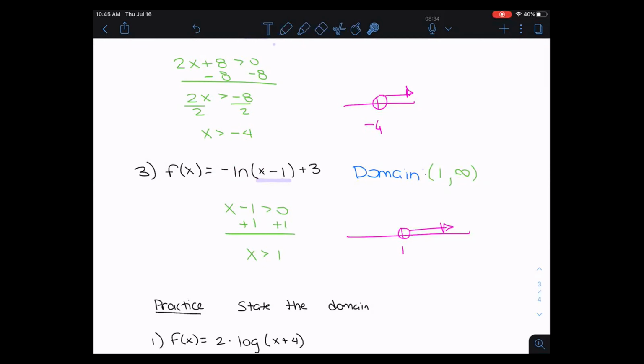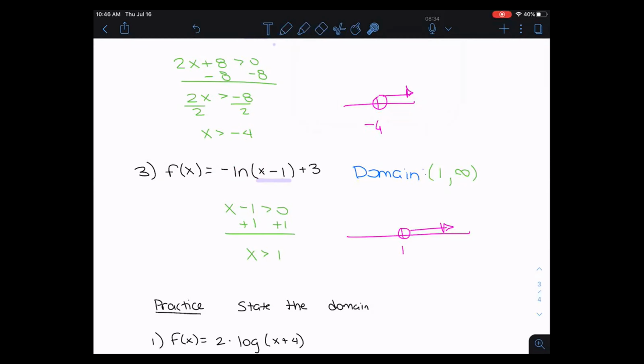Questions about this? Yes. That means anytime we are looking for the domain, we always use the sign of greater than? Yes, always greater than. You always have to set whatever's inside greater than 0, and then solve for x.